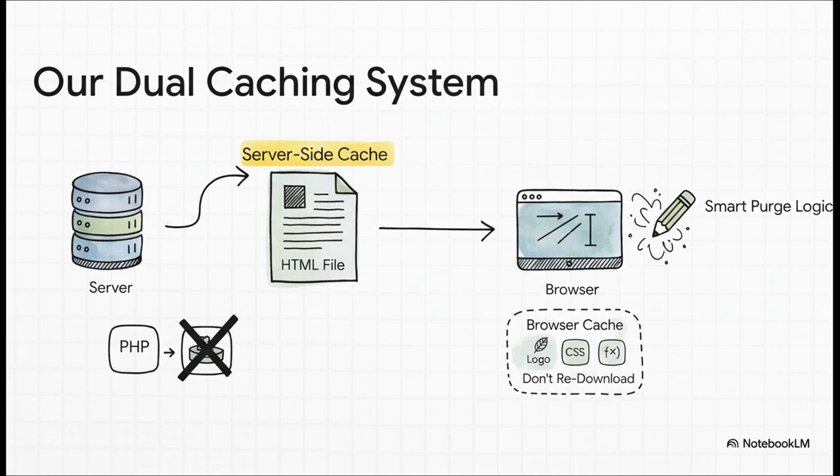While the server-side cache makes that initial page load super fast, browser caching tells the visitor's actual browser to save local copies of things like your logo, your style sheets, and your images. So when they navigate to another page, their computer doesn't even have to re-download those things. And the best part? Our smart purge logic knows when you update a post or a page, and it automatically clears the right caches for you, so your content is always up to date.